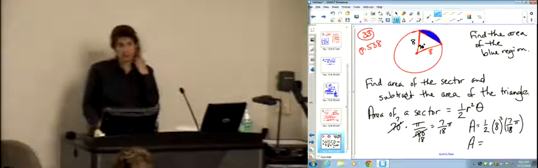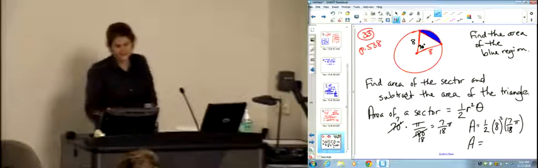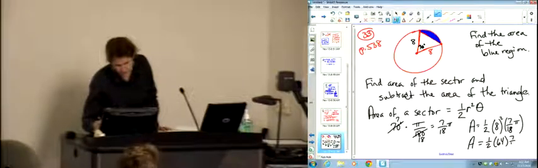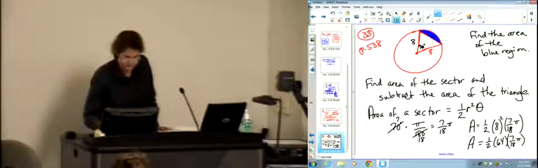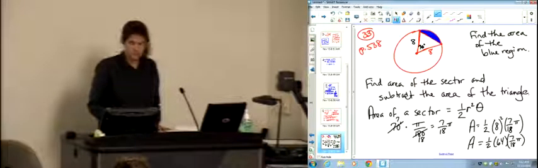Well, you're going to get a decimal for that, I'm sure, even though we're going to have a little round-off error going on. So what do you have there? 1/2 times 64 times 7/18 pi. So that's going to give us the area of the whole sector.